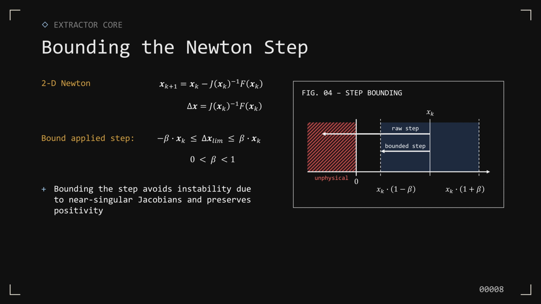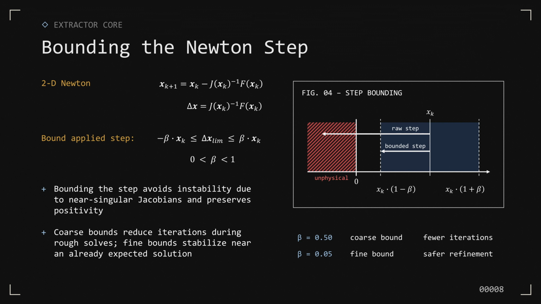And it also protects the solve. Instead of jumping to an unphysical or numerically unstable point, the solver is forced to move gradually. Something like 5 to 50% of the value itself can be used as the step limit. For what we're doing here, 50% works out well. It converges, and it usually takes fewer iterations. But if you know that your initial guess is already close to the solution, a 5% step is safer.